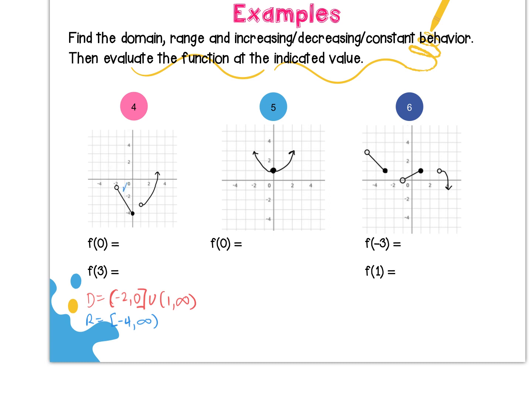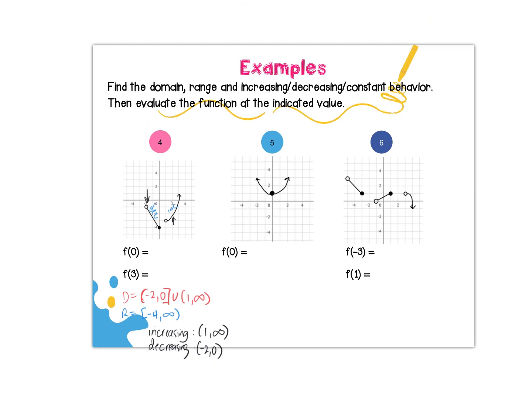I know this is decreasing. I know this one is increasing. So again, I go increasing, right? And it's increasing on this one, which is 1 to infinity. And it's decreasing on this one, which is negative 2 to 0. Okay? And so that's the decreasing part.